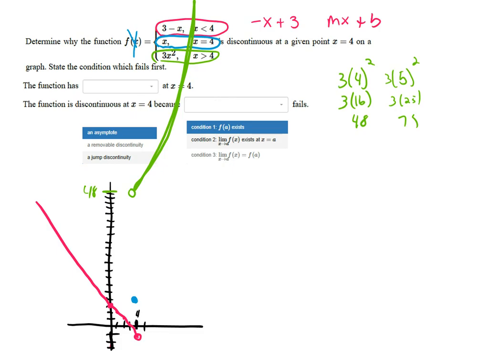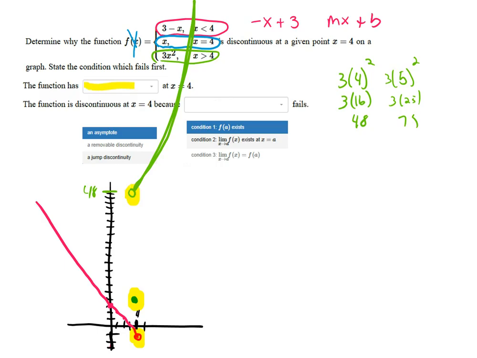It's a piecewise function. It's a linear function in the red. It's a quadratic in the green, but only that part of the quadratic. And then you have this lone dot in the blue. And so you can see it says determine why the function is discontinuous at a given point, x equals 4 on a graph. Well, you can see there's a big gap here. It jumps from here to here to here.